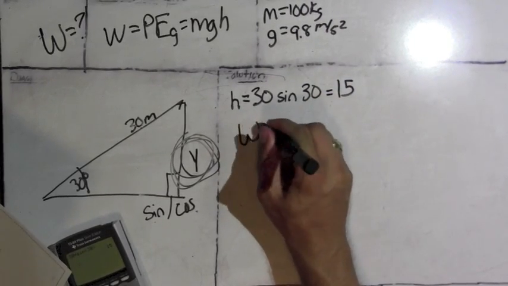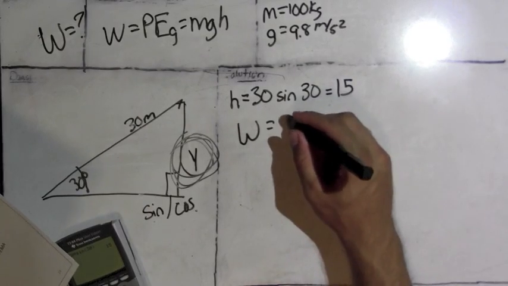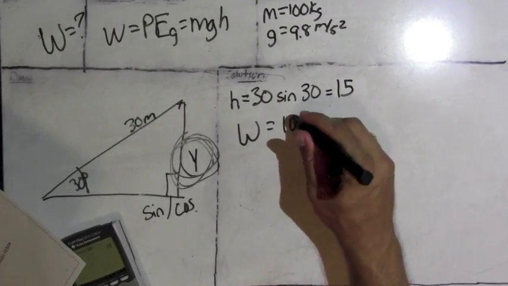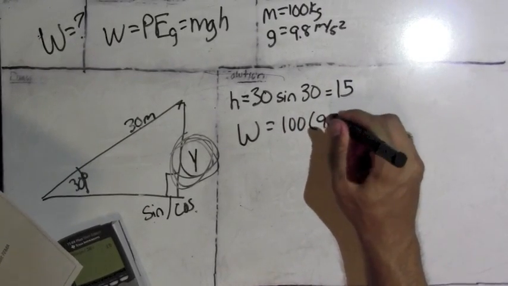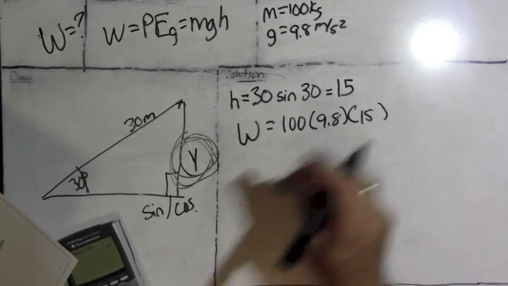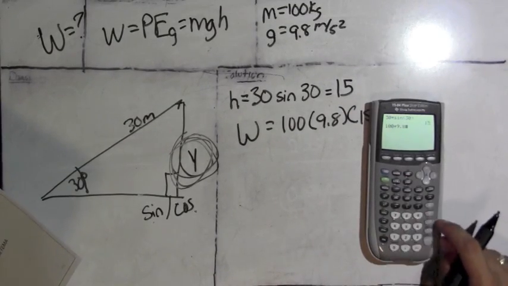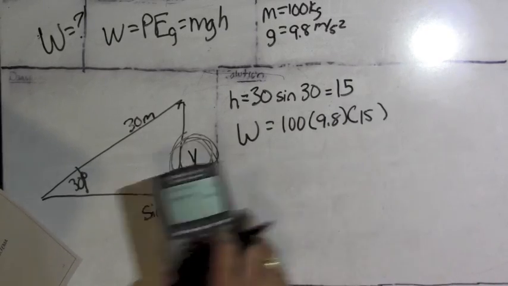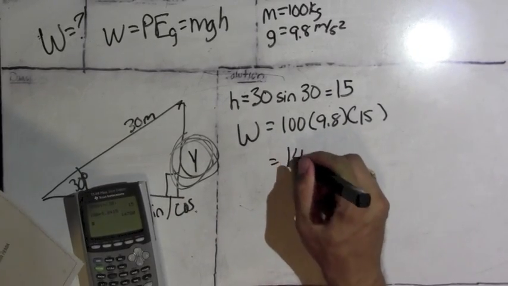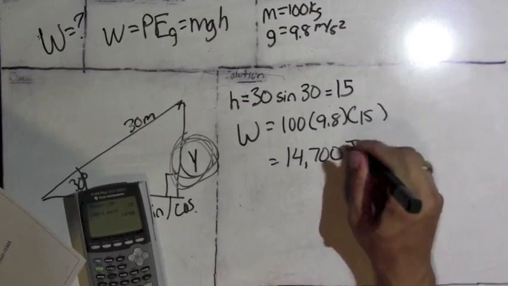So the work, or potential energy due to gravity, is equal to 100 times 9.8 times 15. So once you do that, 100 times 9.8 times 15, and you get 14,700 joules of energy.